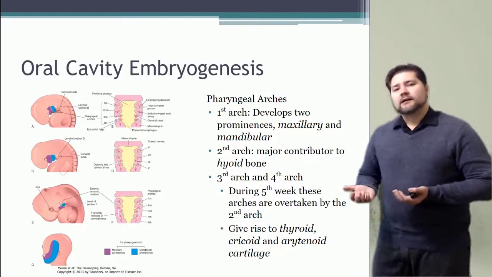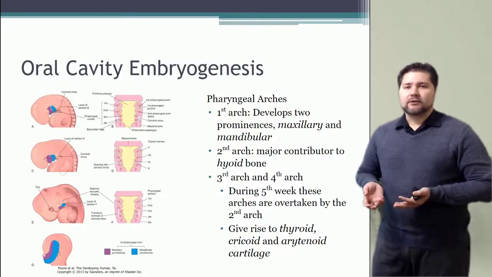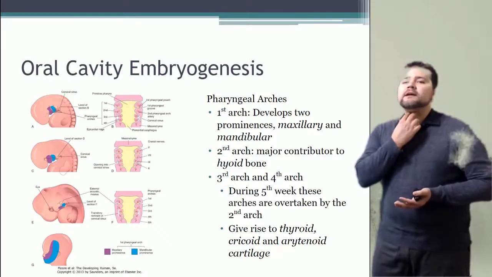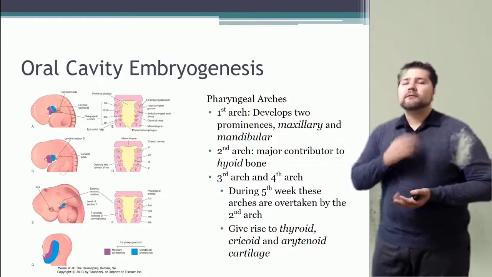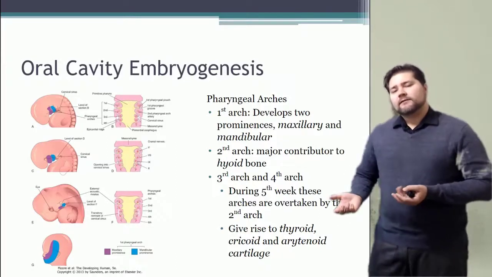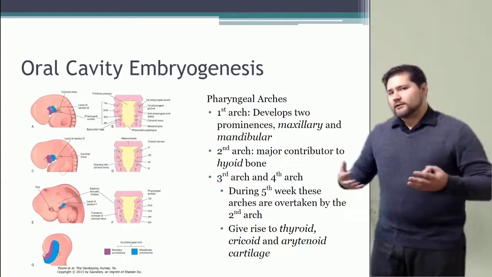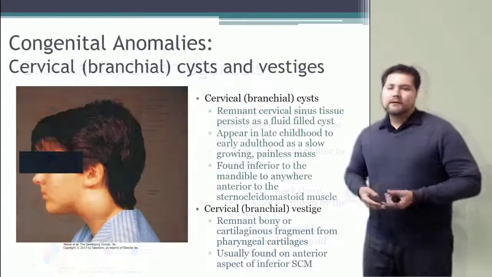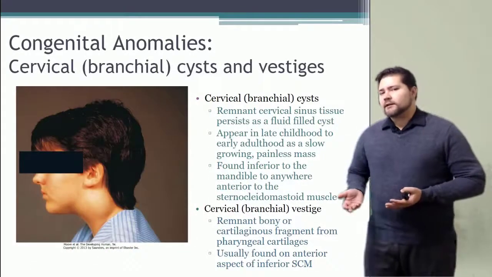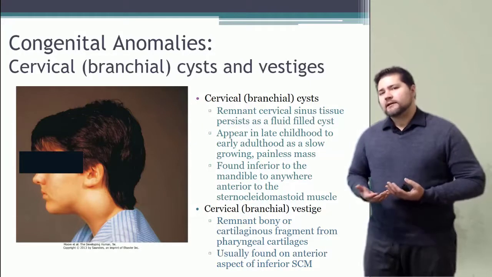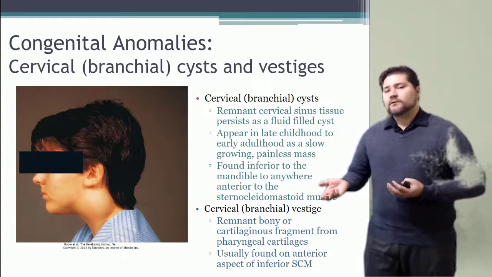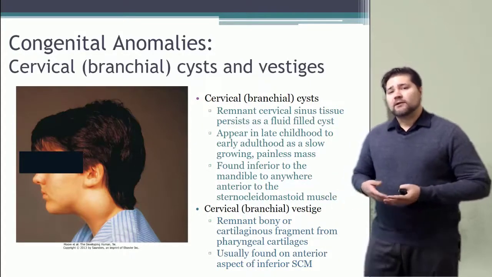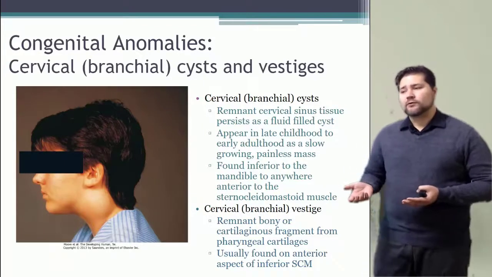Our second pharyngeal arch just goes on and creates the hyoid bone, that little supporting structure at the bottom of our jaw, right above the larynx there. And then during the 5th week, our 3rd and 4th arch are going to merge and create a lot of our supporting cartilages in the larynx. A couple of congenital anomalies that I already mentioned, if our cervical sinus does not obliterate, we might see are the cervical cyst or branchial cyst and a branchial vestige or cervical vestige.